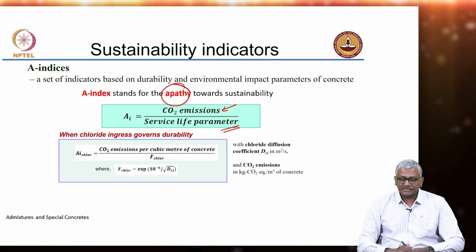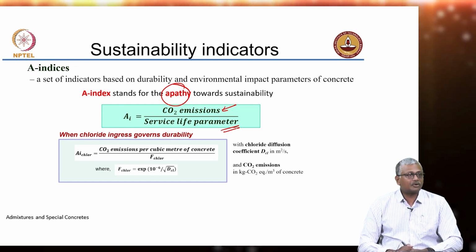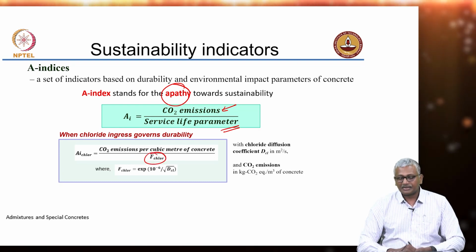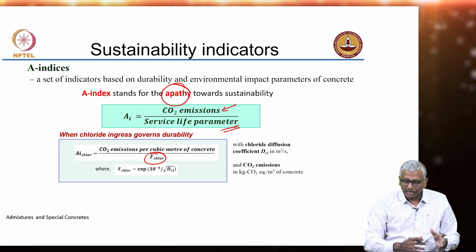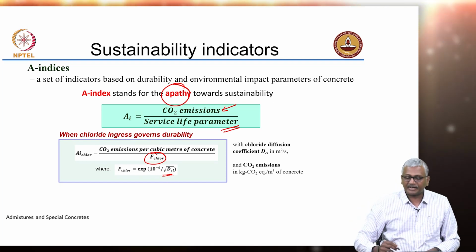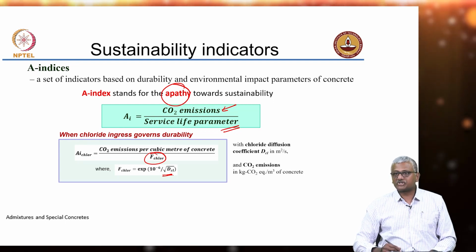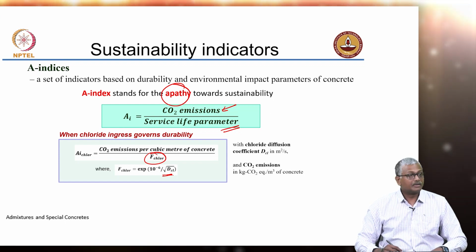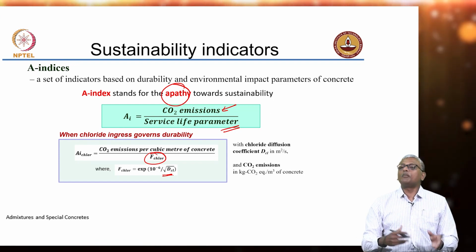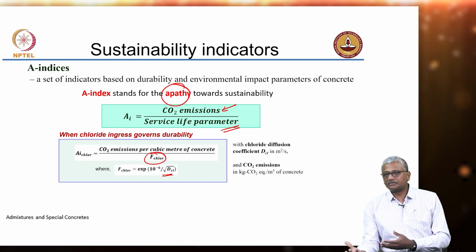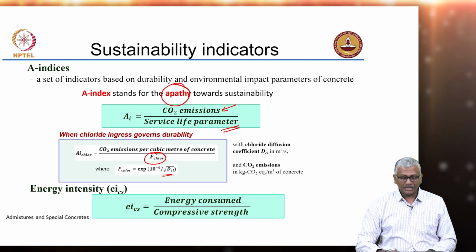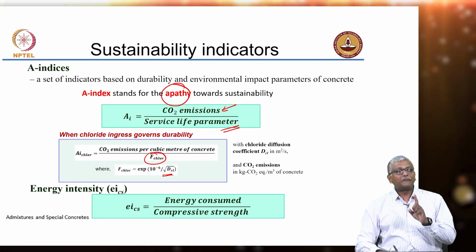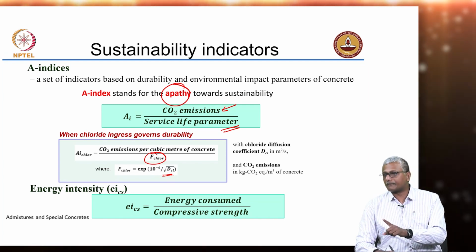So, when chloride ingress governs the durability, the A index or apathy index for chlorides is given as CO2 emissions per cubic meter divided by this factor, which is the service life parameter. We want the apathy index to be low, that is why the service life parameter is defined in terms of an exponential function which decreases with increasing chloride diffusion coefficient, okay, right. So, what we are simply doing is normalizing the CO2 emission per unit of durability of the concrete. You also can do an energy normalization, energy consumed per unit compressive strength of the concrete, okay.